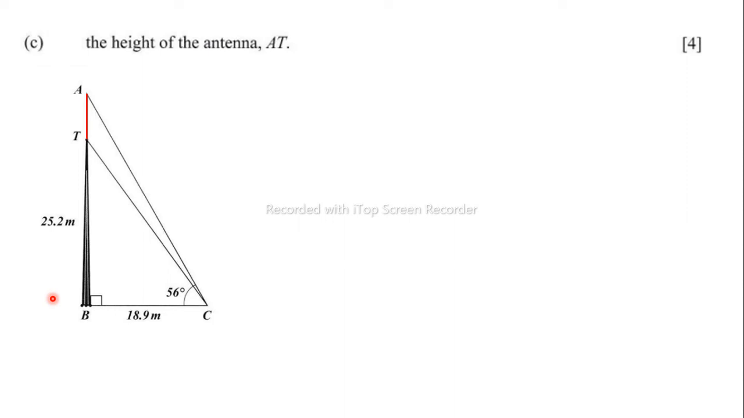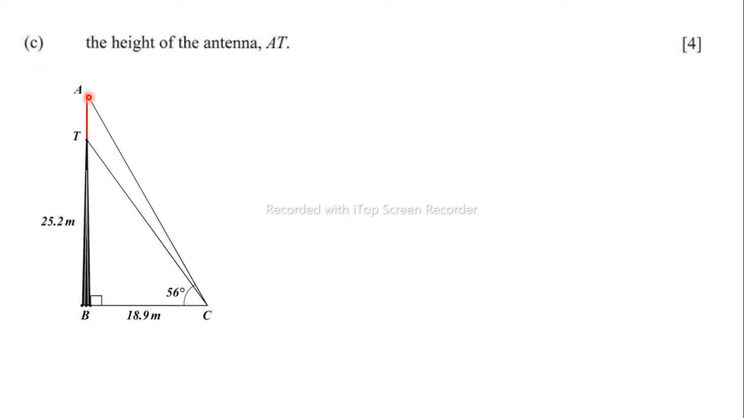Any other ideas before I spill the beans? How can we find AB? Not angle, but length. The height, right? The length. So AB minus BT. Very good. Perfect. That's exactly what we need to do.